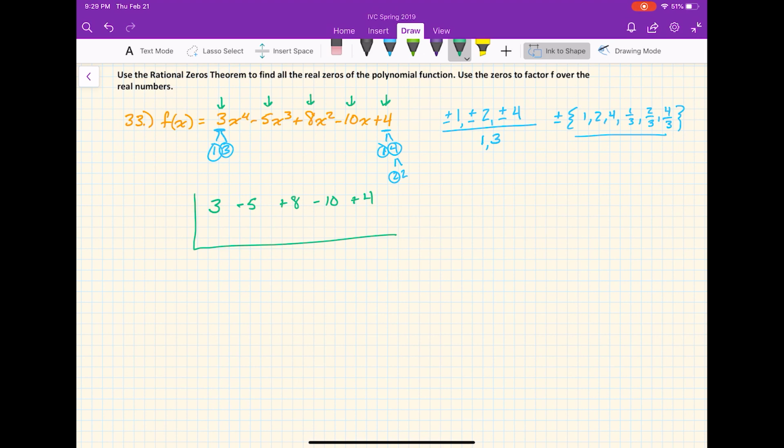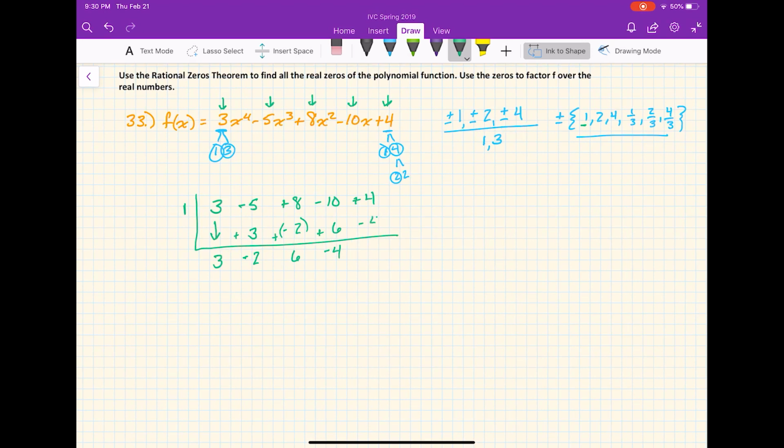Then I'm just going to use the first number that I had, plus or minus 1. So I'm going to divide by 1. I just bring this 3 down here. 1 times 3 is 3. Add those together, and I get negative 2. Now I'm looking for 0 by the time I get to the end. So 1 times negative 2, add this negative 2 to 8, so I get 6. 1 times 6, bring the 6 up here, I get negative 4, and then 1 times negative 4, and lo and behold, this is a 0.